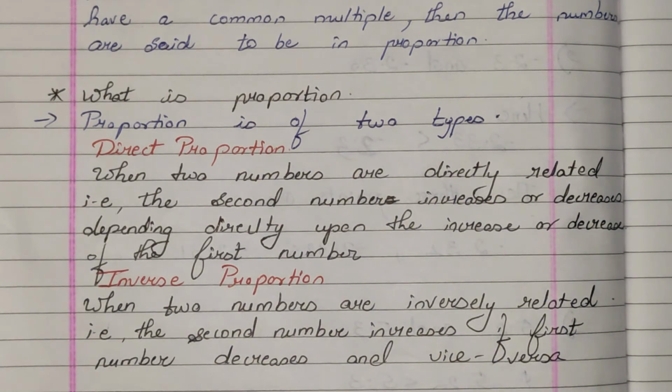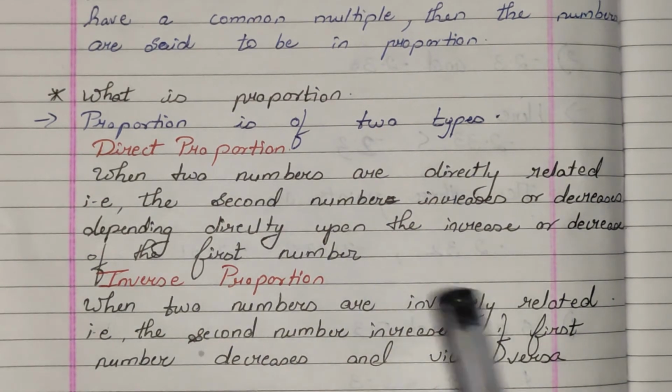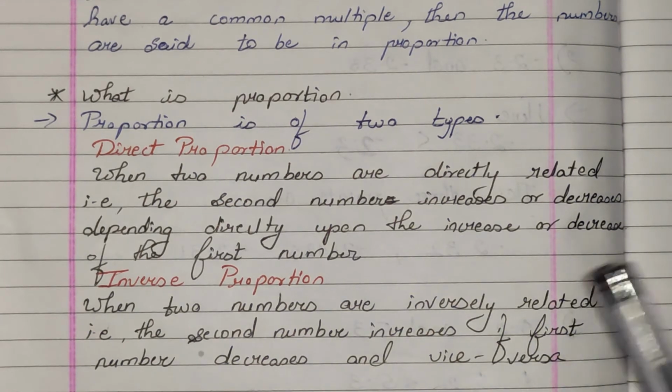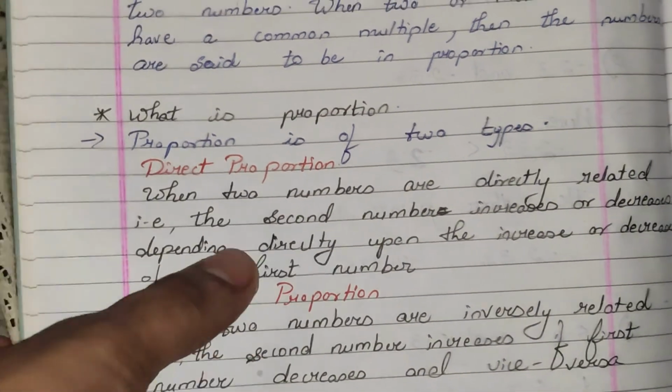What is inverse proportion? Exactly opposite of direct proportion. When two numbers are related inversely, what does that mean? The second number increases or decreases according to the first number, that is, the second number will increase if the first number decreases, and vice versa, that is, if it decreases then the first number increases, which means they are in inverse proportion. Let us see the examples for direct proportion and inverse proportion.